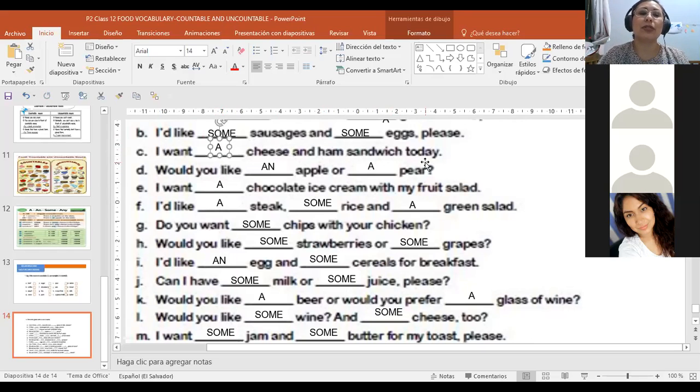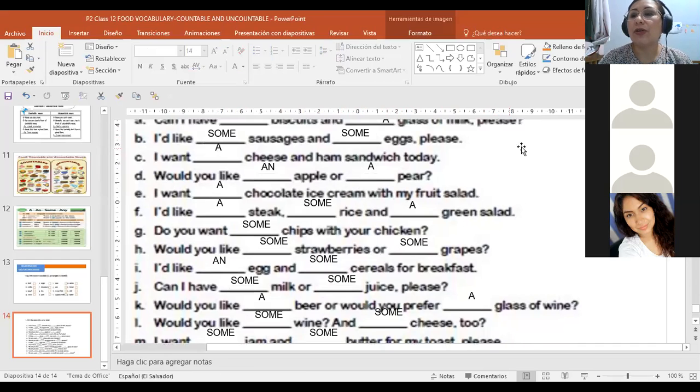Pero si yo hubiera dicho así, I want some cheese and ham for my sandwich today, ahí sí. Porque era como quiero las piezas para armarlo yo, ¿verdad? Quiero algo de queso y algo de jamón para mi sándwich de hoy. Yo lo voy a armar el sándwich. Ahí sí hubiese sido some. Pero como la A está modificando sándwich, no cheese and ham. That's right. Okay, do we have any other?